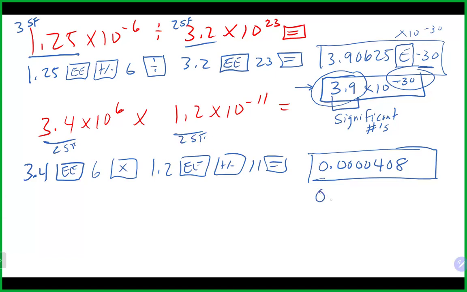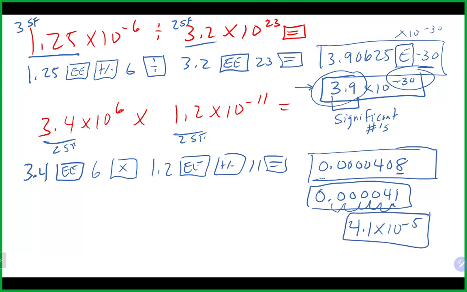So you could give it one of 2 ways: 0.00004, and because this is an 8, we would round up. You could also turn this into scientific notation again: 1, 2, 3, 4, 5 places, 4.1 times 10 to the minus 5. So you could do either one in this case. Any questions on that there?